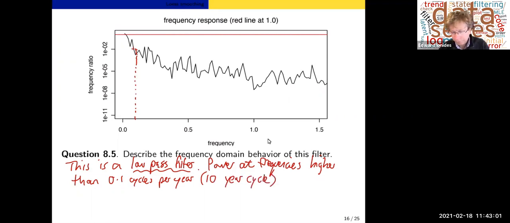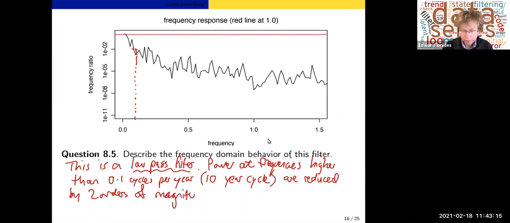is reduced by 2 orders of magnitude or more. Okay, and this means that our trend estimate is really getting the longer term components of things that are reasonably fixed on a decadal scale.